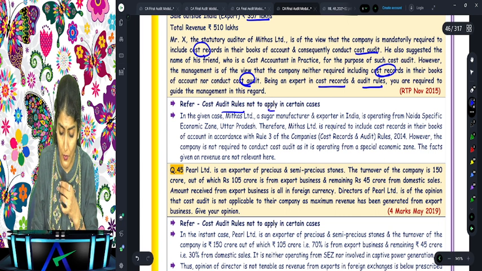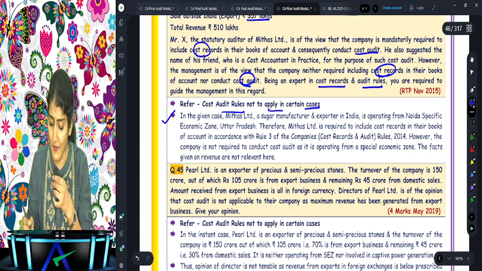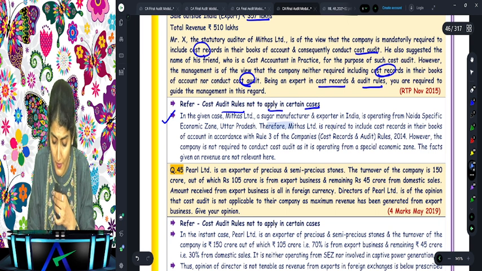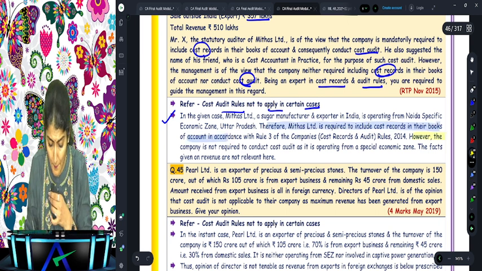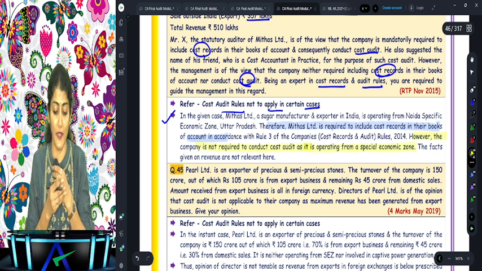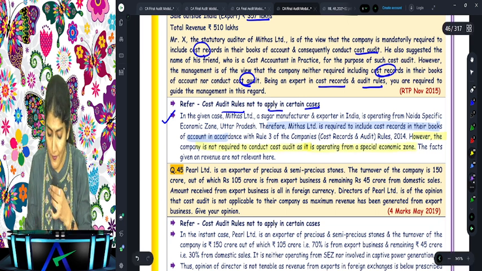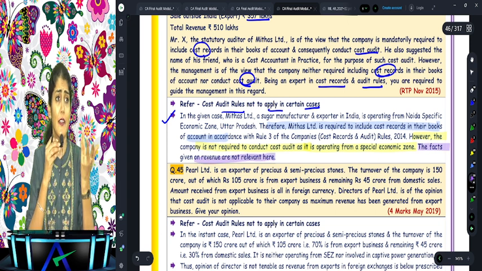So cost audit rules not to apply in certain cases. Now what does it say? Therefore Mithas Limited is required to include the cost records in their books of account. However, the company is not required to conduct the cost audit as it is operating in an SEZ, and the facts of the revenue given are not relevant over here. Do you need to calculate that 75%?